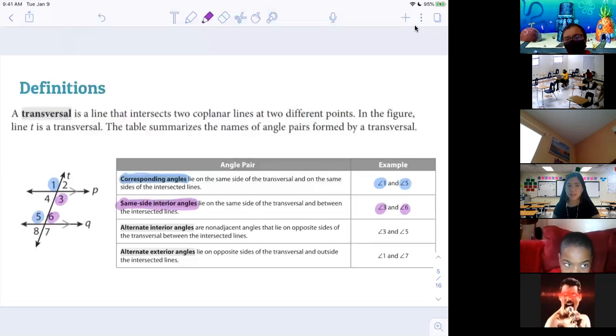And a lot of times the name of that pair kind of explains where you're looking. So this is telling me to look on the same side, but then interior means it's in between. So that's why 3 and 6 are same side interior angles. Could it also be 4 and 5? Also 4 and 5, exactly. 4 and 5 would be the other pair of same side interior angles. And that's it. There's no more pairs. That's the only 2.